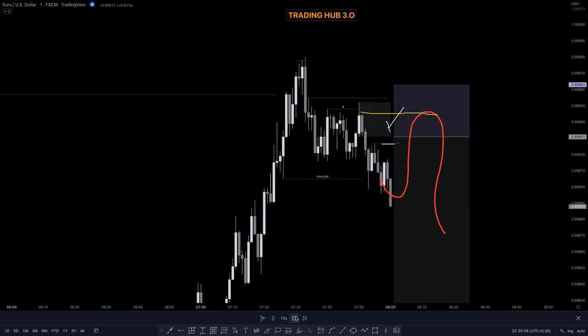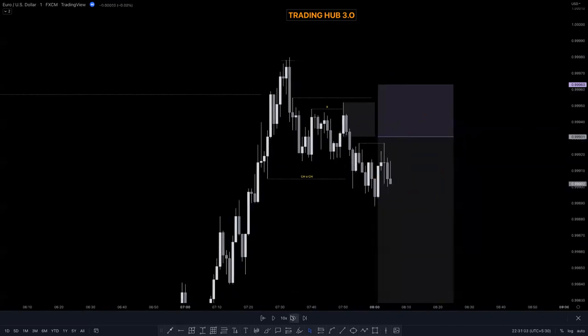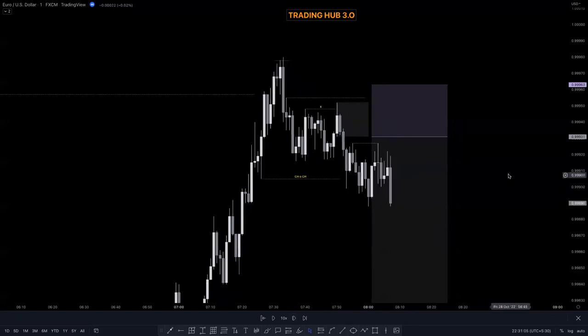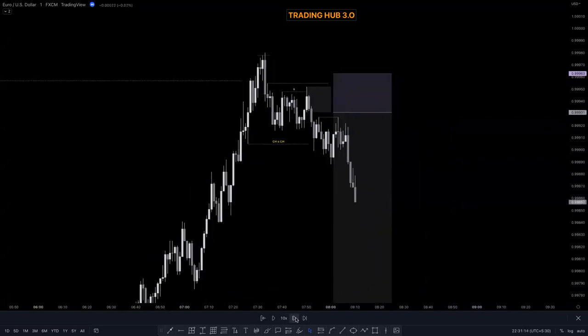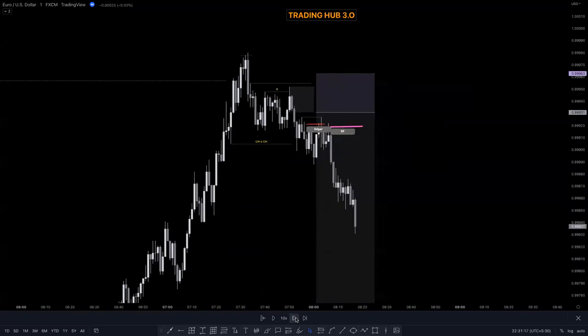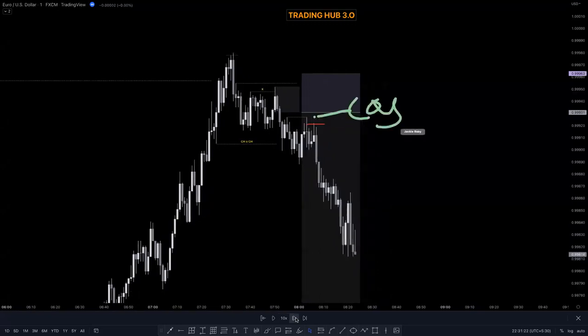Let's see. Still valid. Okay, let me clean all this. Equal high. Okay. Still. The next possible entry is here. Where is the next possible entry?